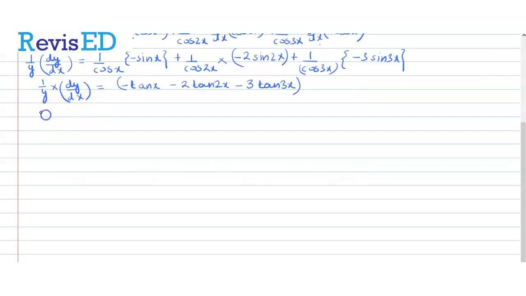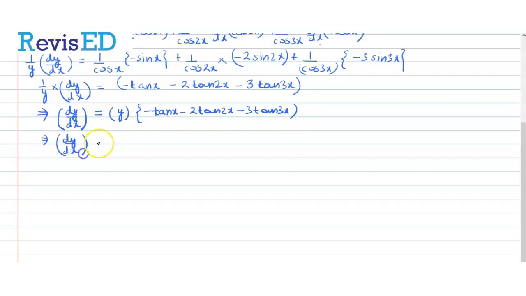Now we'll find the value of dy by dx. We cross multiply y into the RHS term, so dy by dx is y multiplied by minus tan x minus 2 tan 2x minus 3 tan 3x. Using the value of y given in the question, that is cos of x multiplied by cos of 2x multiplied by cos of 3x, times the entire bracket: minus tan x minus 2 tan 2x minus 3 tan 3x.